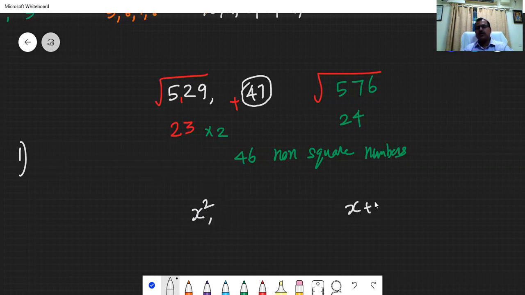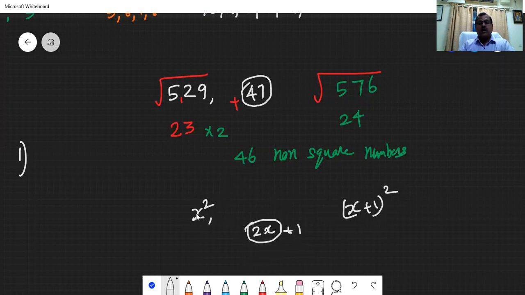So now if one square number is given, suppose x square is the square number, the next square number should be x plus 1 the whole square. So between consecutive square numbers, there will be 2x non-square numbers. So if you want to get the next square number, you have to add 2x plus 1. This is the formula of x plus 1 whole square: x square plus 2x plus 1. Do you understand? So this is the method.